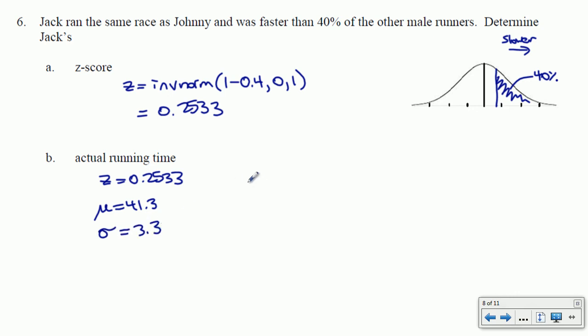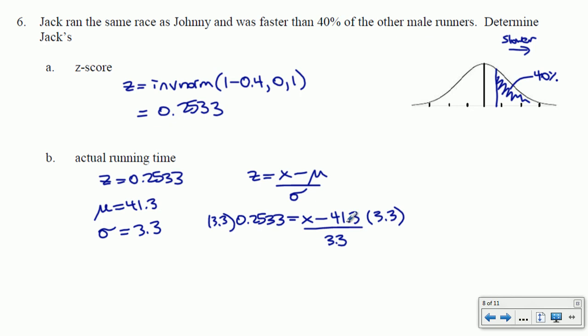So now we can use the formula Z equals x minus mu over sigma. And then we can sub in what we know and solve for x. So Z is 0.2533, x is what we need to find, mu is 41.3, and sigma is 3.3. So next we can multiply both sides by 3.3, and 3.3 divided by itself is 1. On the left side we get 0.836 and some other digits equals x minus 41.3. And now we can add 41.3 to both sides of this equation, and we get x is equal to 42.14.